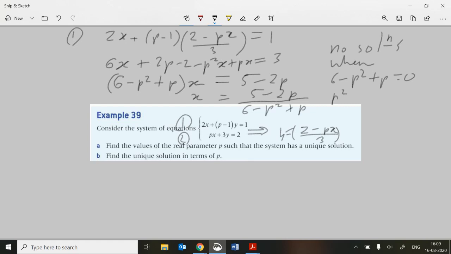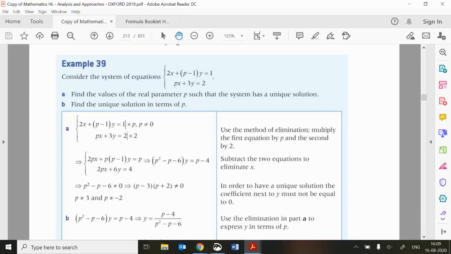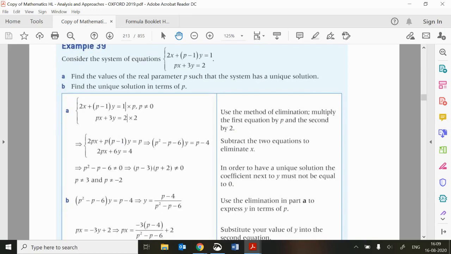Okay, so we've got p squared minus p minus 6 is equal to 0, and that can factorize to give us p minus 3 and p plus 2 equals 0. So there's no solutions when p is equal to 3 and when p is equal to minus 2. In other words, p can't be equal to 3 and p can't be equal to minus 2. Now, I think p can be anything else. Let's just check with what they've got here as well. Yeah, so they're coming up with the same situation here as well.